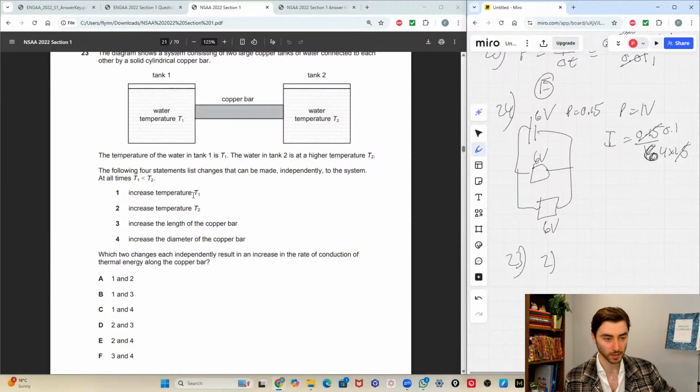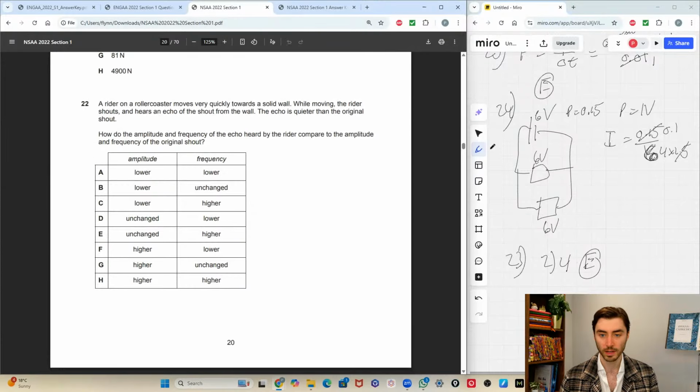To increase the rate of conduction, yep. If you increase the length, you decrease the temperature gradient, so no. If you increase the diameter, you increase the area, that does increase the rate, so it's 2 and 4, which is E. Cool. Next. So 22.